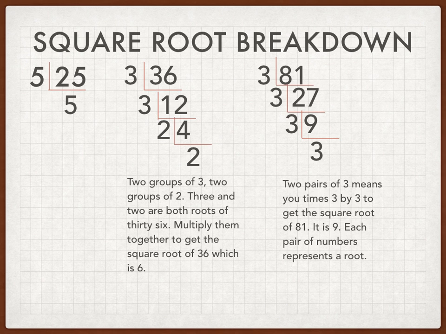On 36, there are 2 groups of 3 and 2 groups of 2. 3 and 2 are both roots of 36. Multiply them together to get the square root of 36, which is 6. In 81, 2 pairs of 3s mean you multiply 3 by 3 to get the square root of 81. It is 9. Each pair of numbers represents a root.